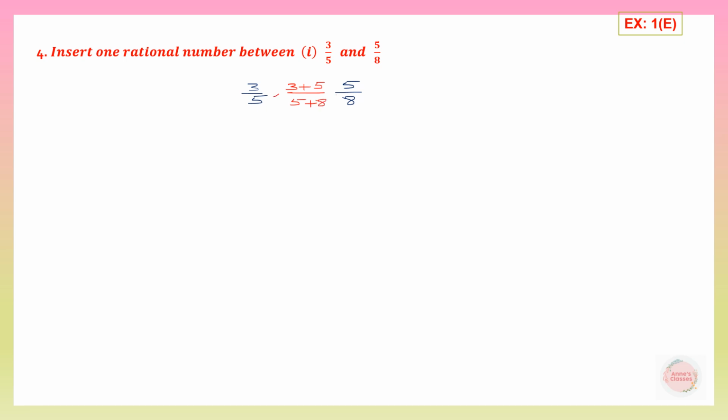So that way we have three rational numbers here. So this will be 3 by 5 and what we have inserted, 3 plus 5 is 8 and 5 plus 8 is 13. And the other one is 5 by 8. So we have inserted one rational number and this rational number is 8 by 13. So that is your answer.